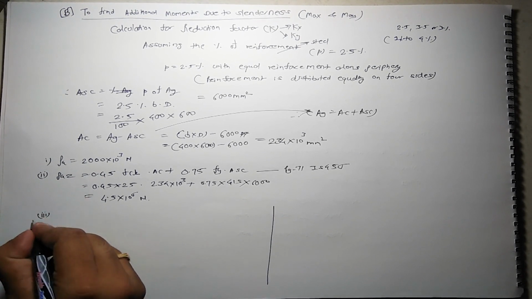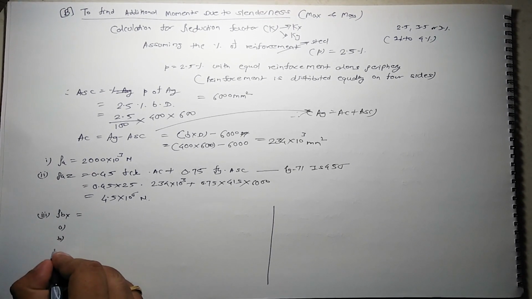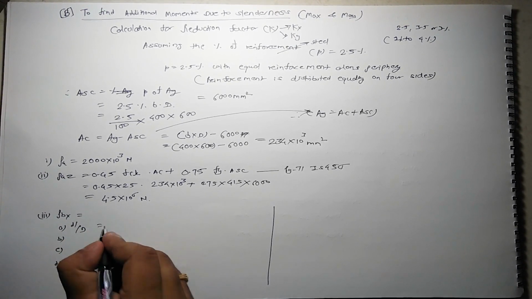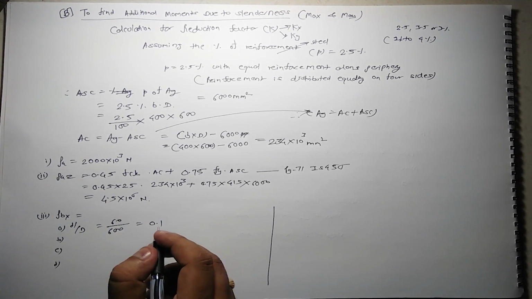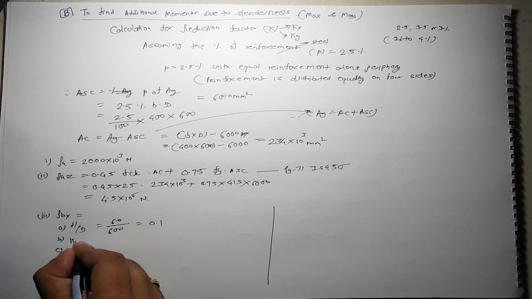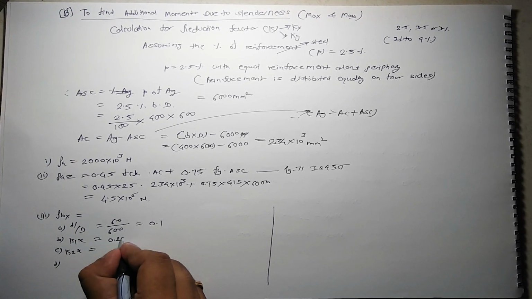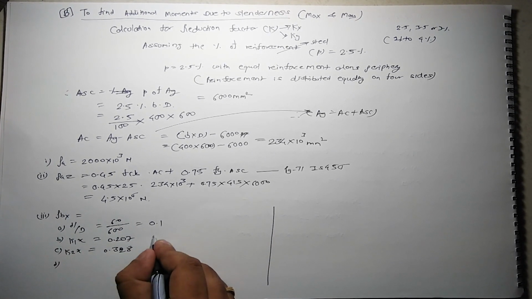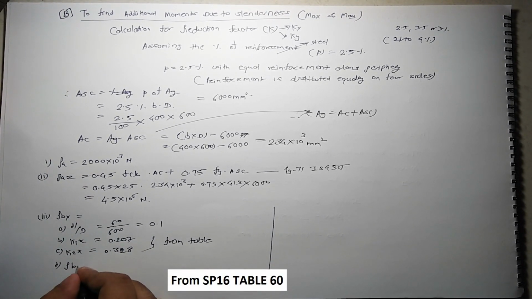Now PBX. For that we require four values, 1, 2, 3 and 4. So what is D dash by capital D? D dash, 60 by 600, it is coming to 0.1. Then from the table we'll pick the values of K1x and K2x. Sometimes this table is provided with the numerical: 0.207 and 0.328. These values I am taking from the table.